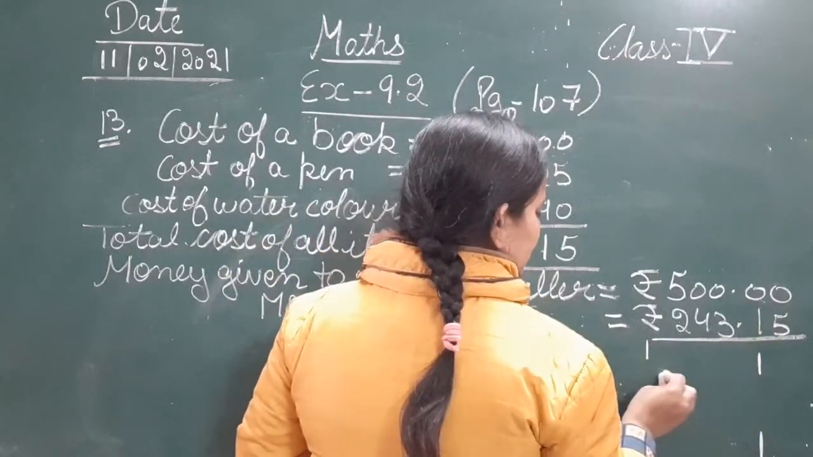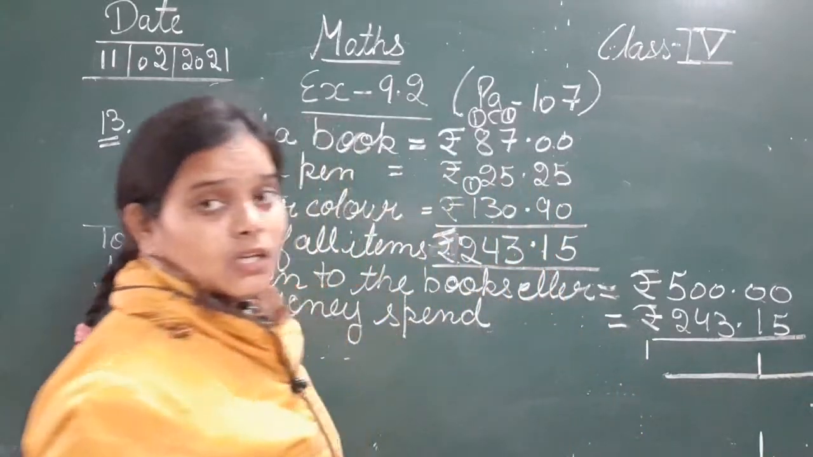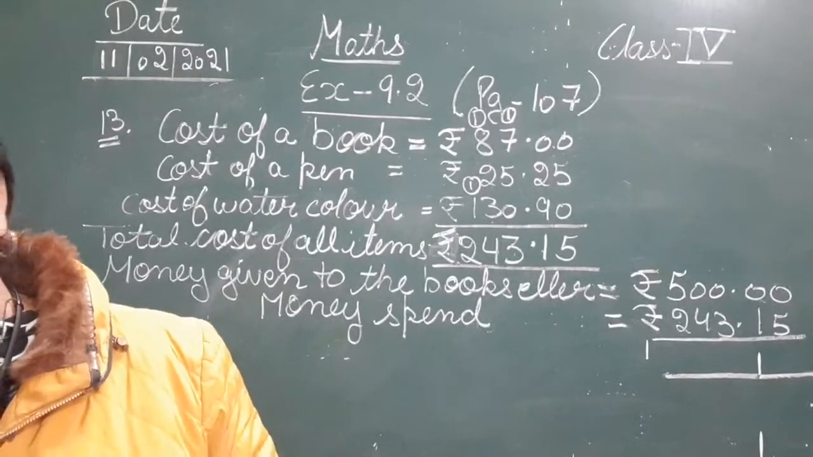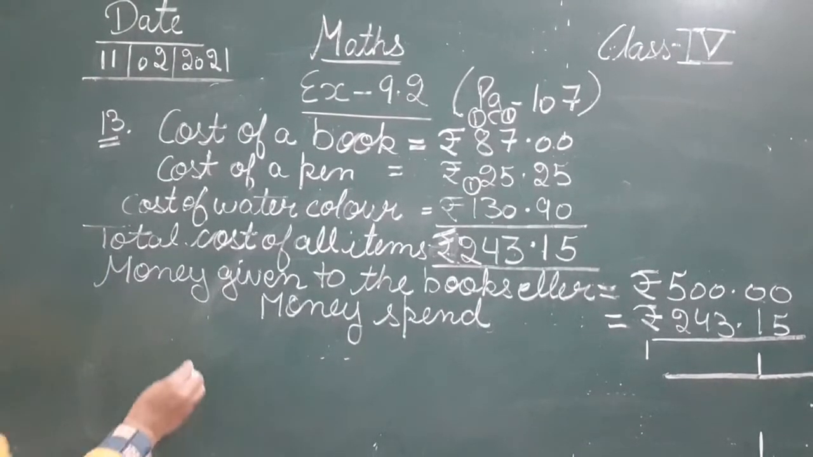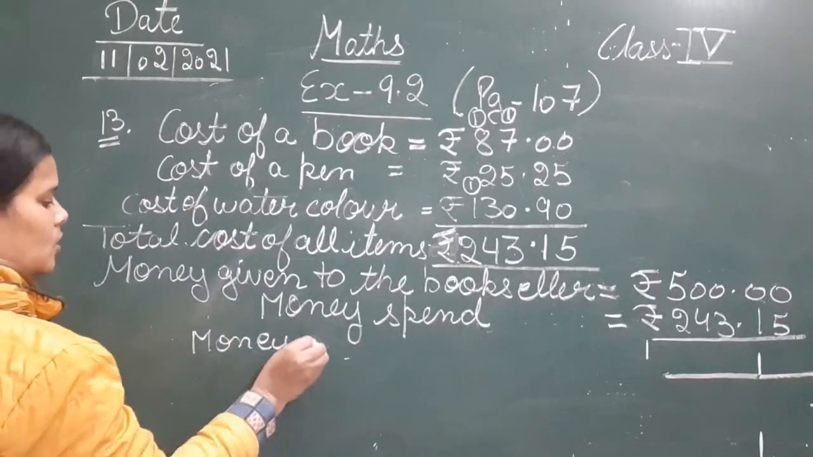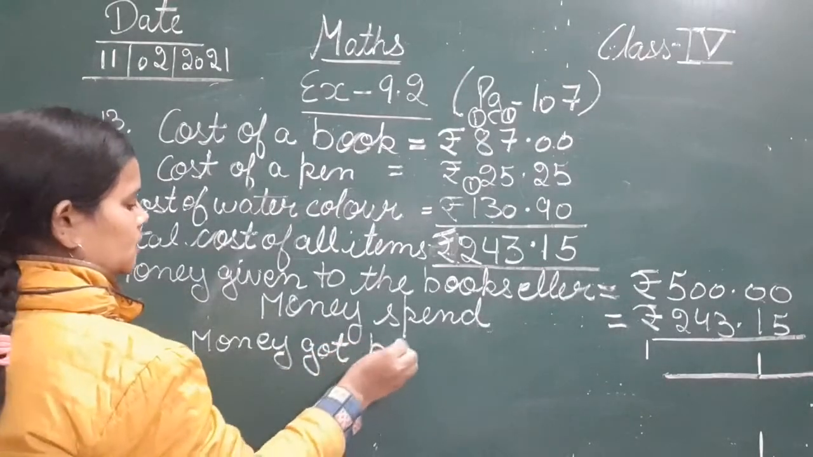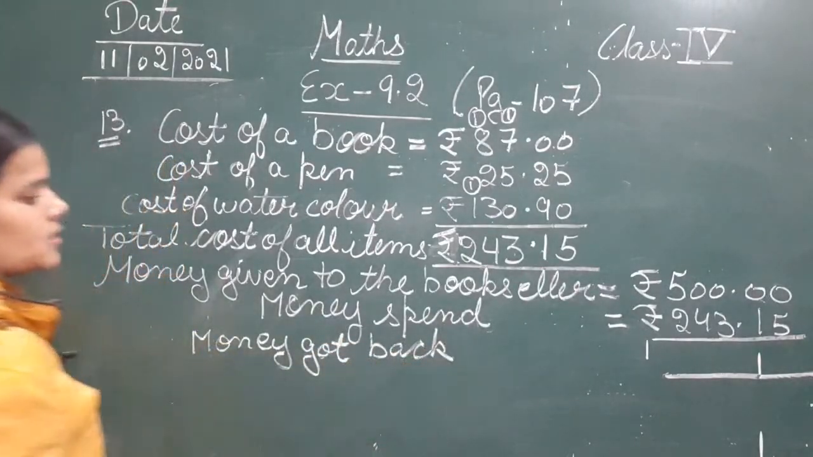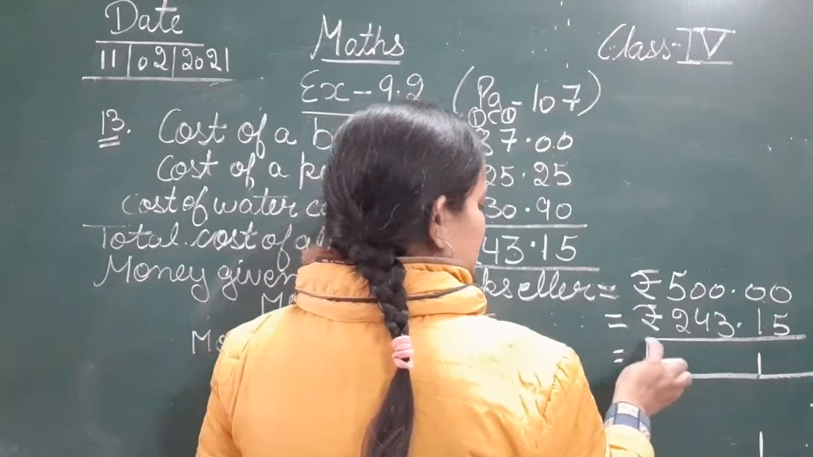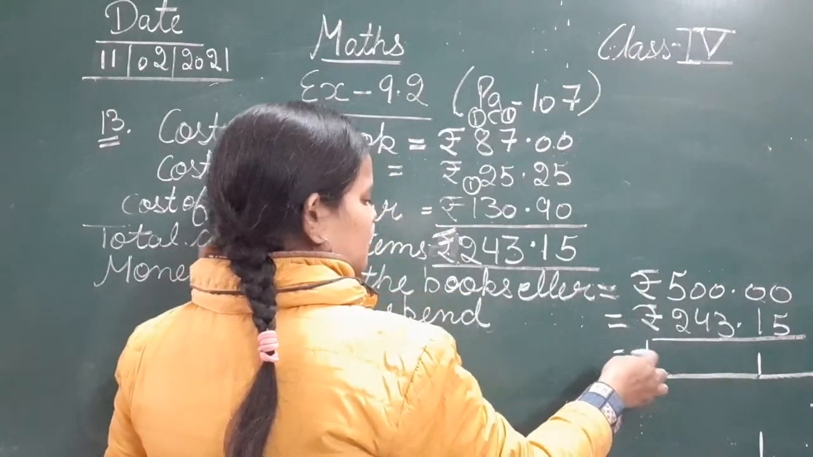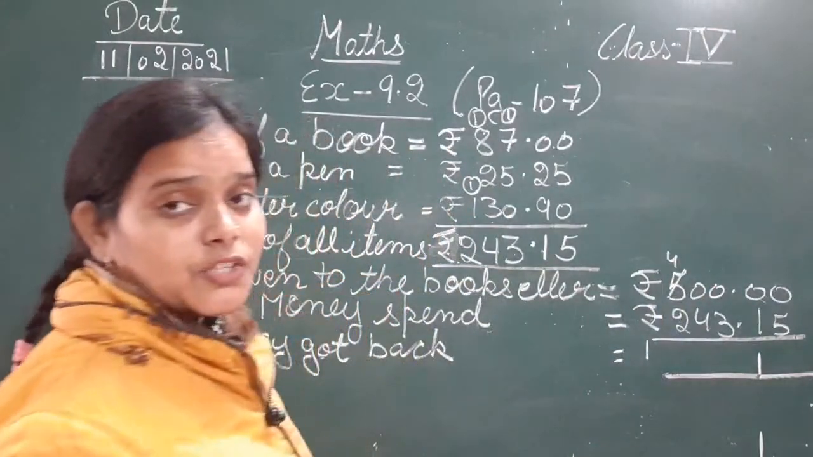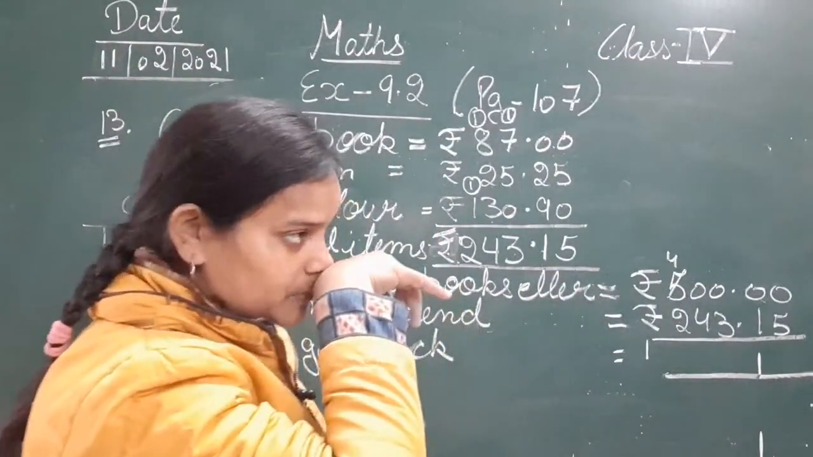Next, we will calculate the money got back, the amount that she got back. For that we will subtract them. Just do the subtraction as you are doing from class 1. So this is a simple subtraction here.